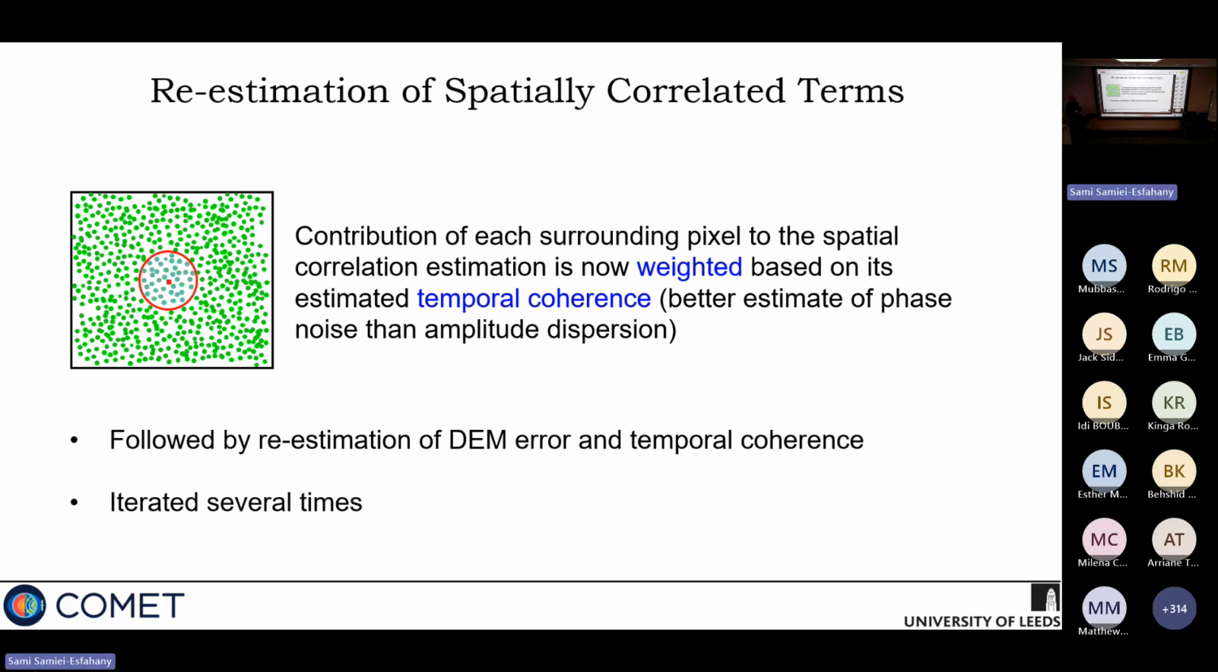Okay, so each time you iterate, it says here, right? You can weight them. Having done it once, you've got some idea whether each candidate pixel is a PS pixel, and then you can weight it based on that likelihood and get a better estimate of the correlated phase, and then re-estimate DEM error and temporal coherence. If you iterate that a few times, then you get a result that's kind of converged.